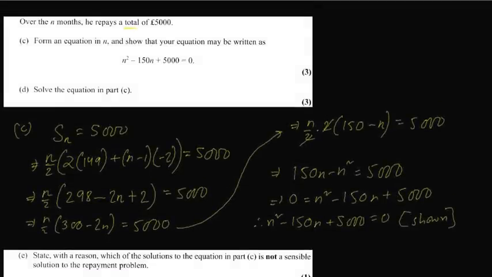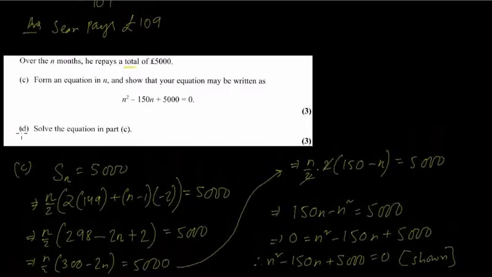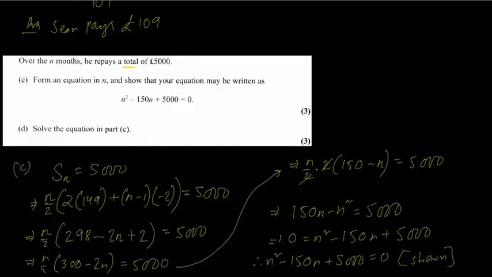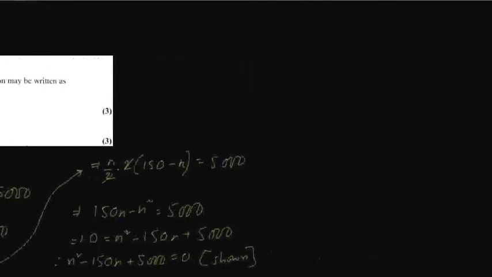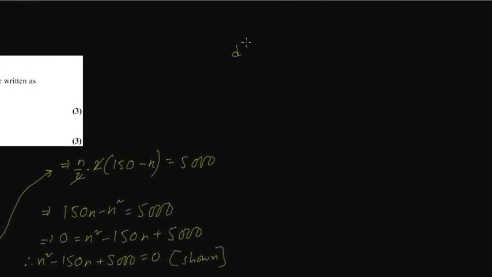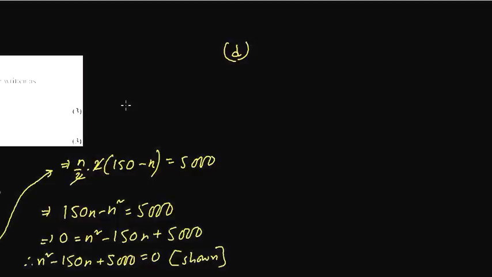Now in question D, we have to solve this equation formed in part C. So even if you cannot do part C, you can just take this and do part D. Remember that you don't have to wait for this to do the next part. So let's do question number D. So we have to solve this. So n squared minus 150n plus 5,000. Now you can solve this using the quadratic formula, but I recommend you try to solve it by middle term break. That will be much better.